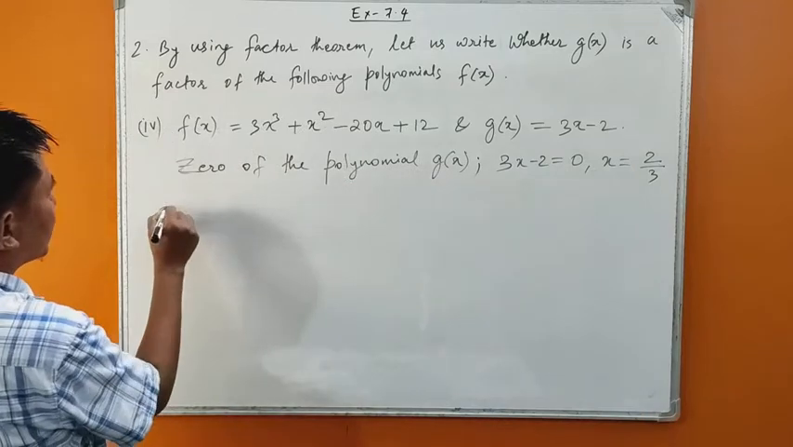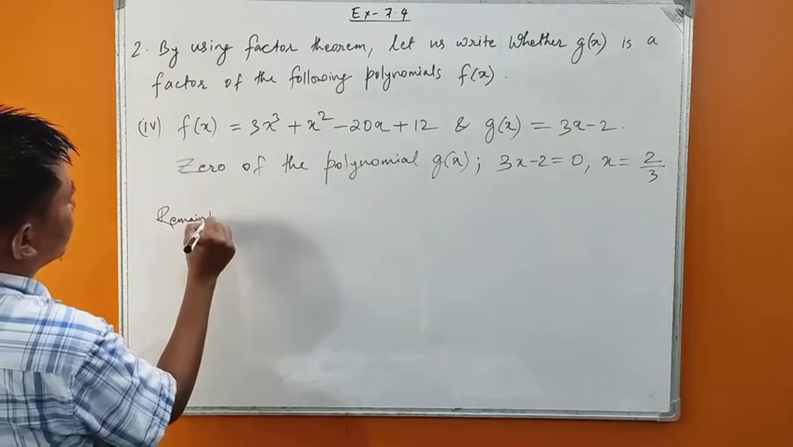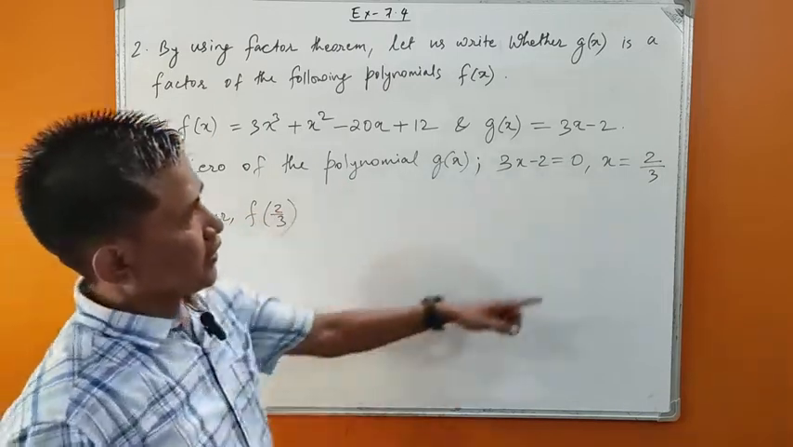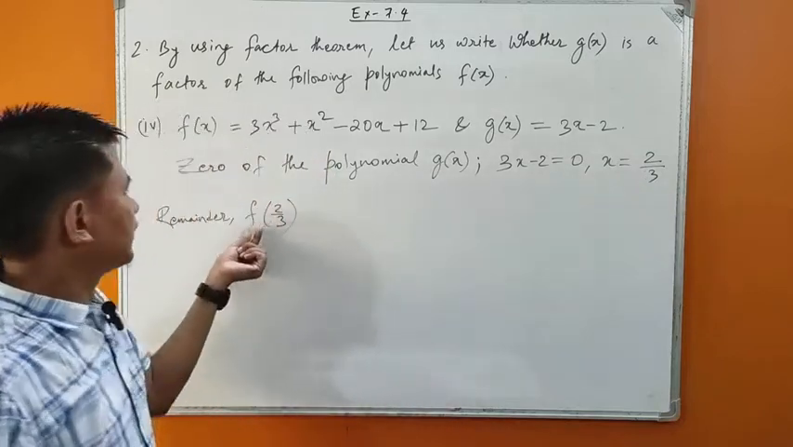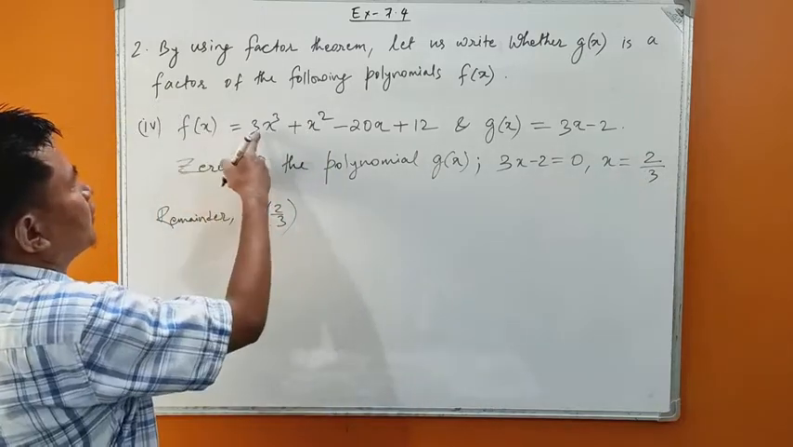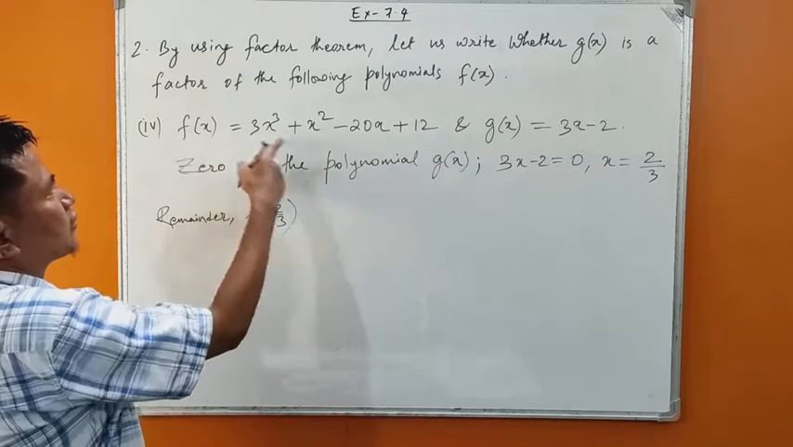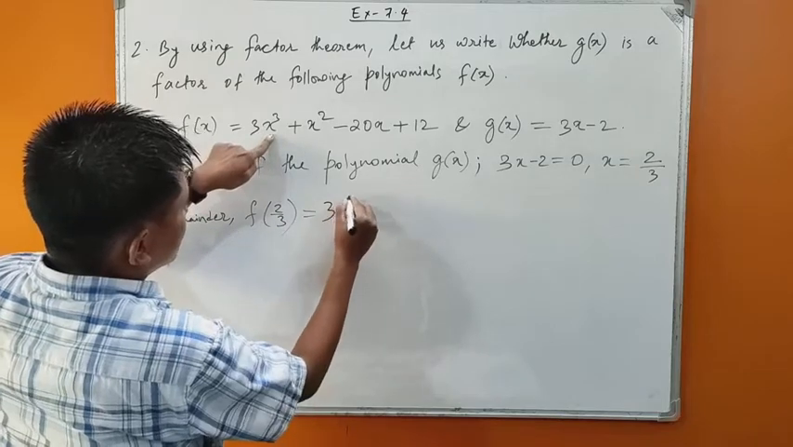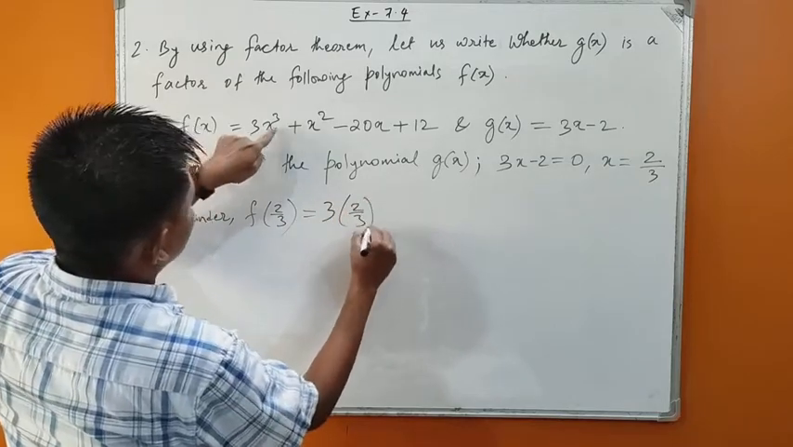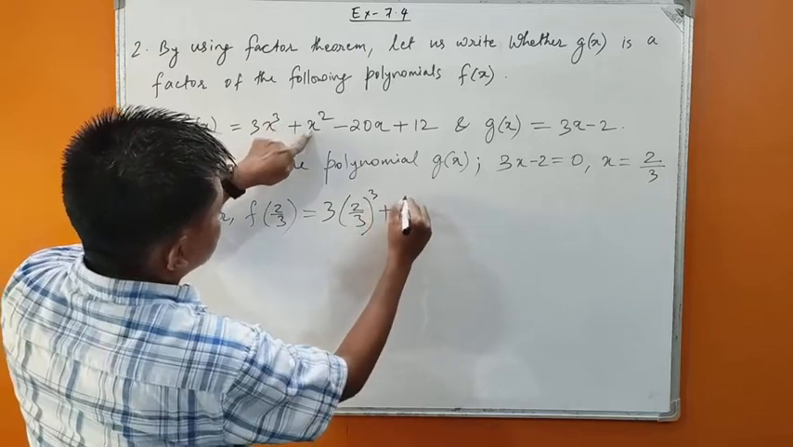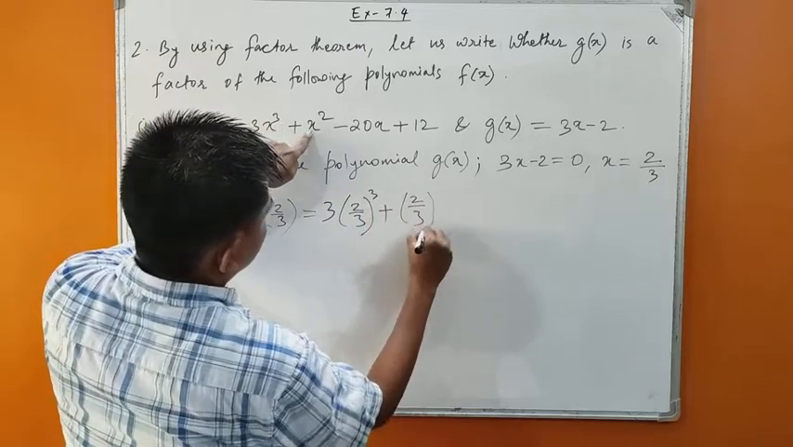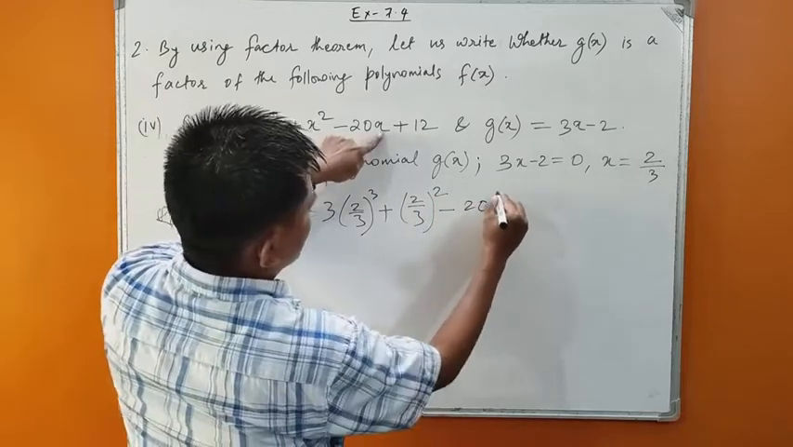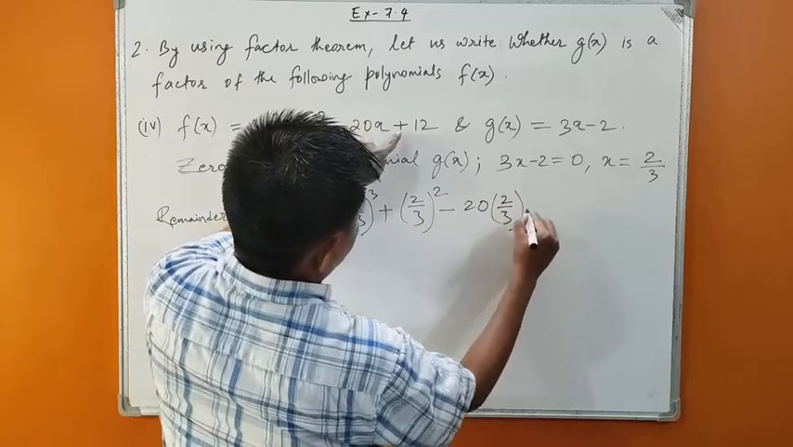Now the remainder will be f of 2 upon 3, isn't it? x is 2 upon 3, so the remainder will be f of 2 upon 3. So instead of x we write 2 upon 3. Okay, since fx is this, f of 2 upon 3 will be 3 times 2 upon 3 whole cubed, plus this x means 2 upon 3 whole squared, minus 20 times 2 upon 3 plus 12.